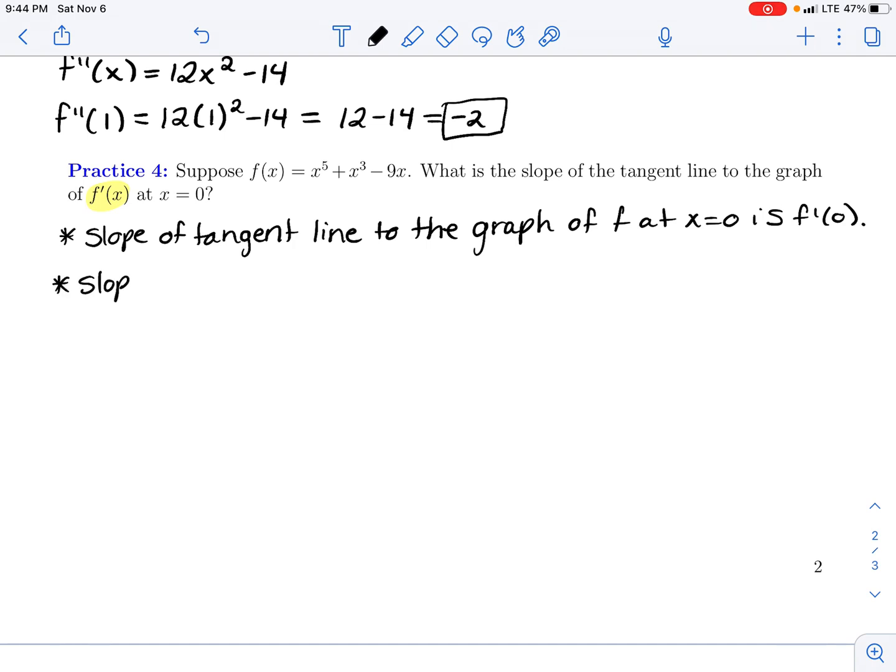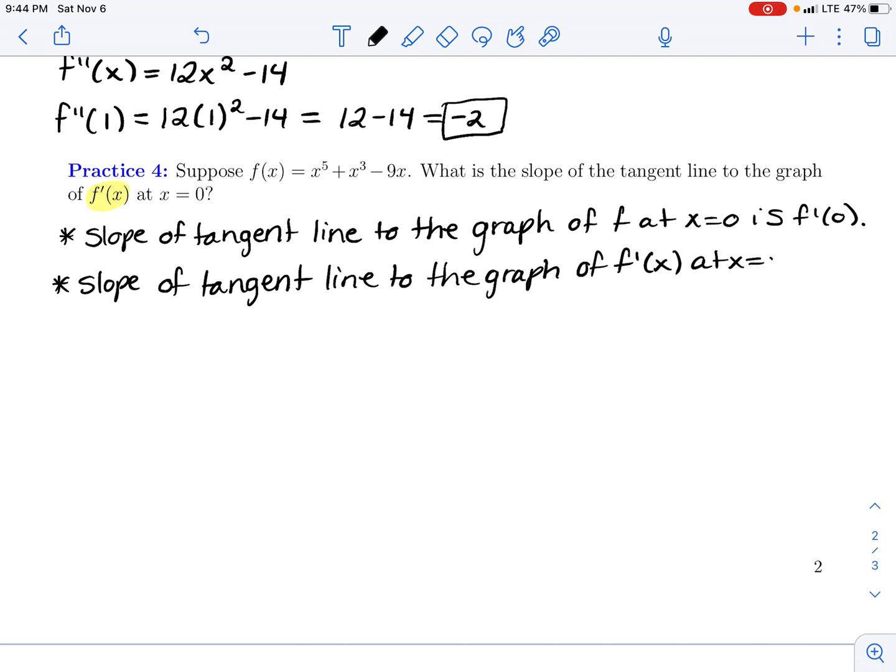So now, when I'm trying to figure out the slope of the tangent line to the graph of f prime at x equals 0, then I know it's the derivative of f prime at 0, but the derivative of f prime is f double prime, or the second derivative. Okay, so it's the same idea as I was showing you in the previous example.